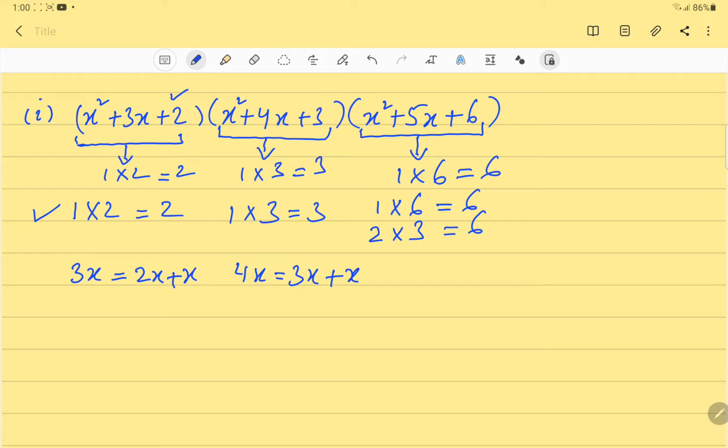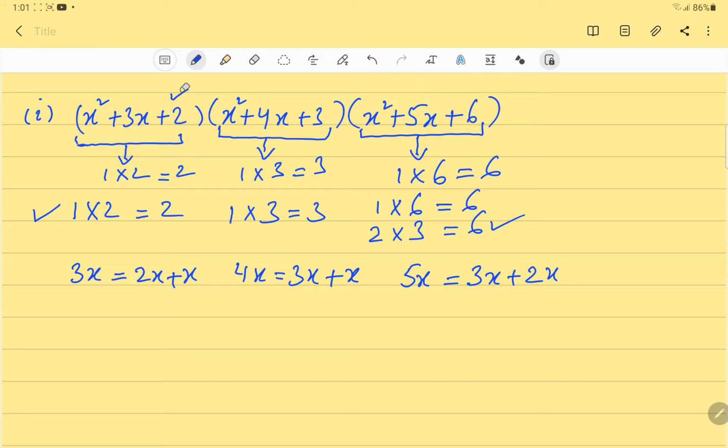Now we go to our third bracket. In the third bracket, we have two possibilities. 1 into 6 is equal to 6 and 2 into 3 is equal to 6. Obviously we will choose the second one, because the middle term has 5 and 3 plus 2 is equal to 5. So 5x is equal to 3x plus 2x.